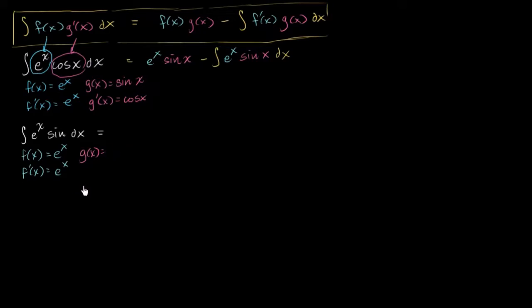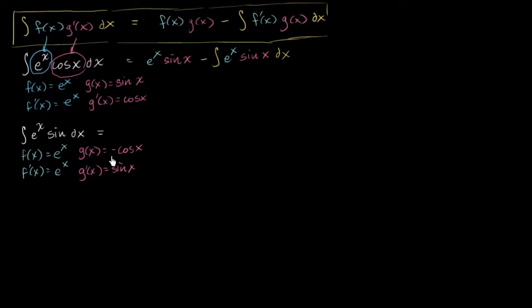So we have g prime of x. G prime of x is equal to sine of x, which means that its antiderivative is negative cosine of x. The derivative of cosine is negative sine, and the derivative of negative cosine is positive sine. So once again, let's apply integration by parts.